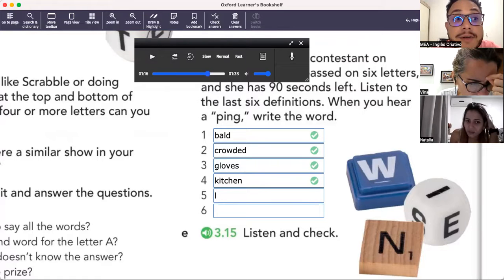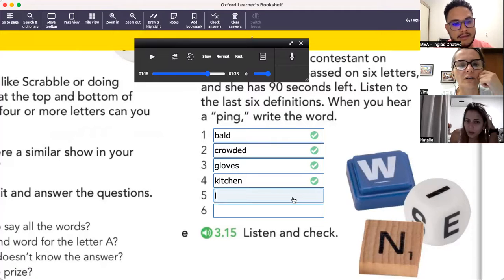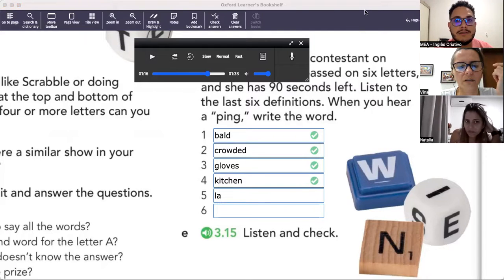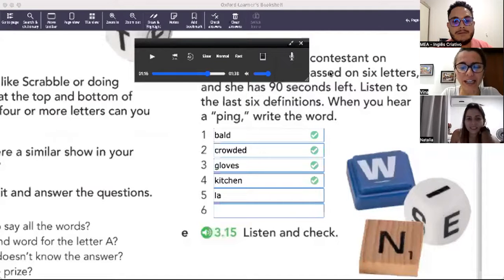Esse eu não peguei. A person who doesn't like studying or working. Starts with L. It starts with L. Yes. L-A. It's an adjective. Esse eu não peguei, não. The opposite of hard working. Então, eu não sei.